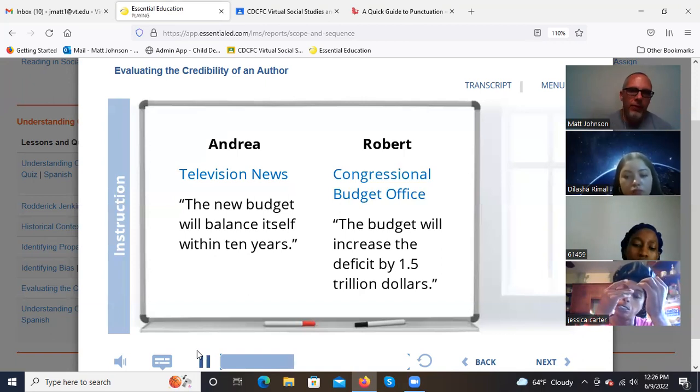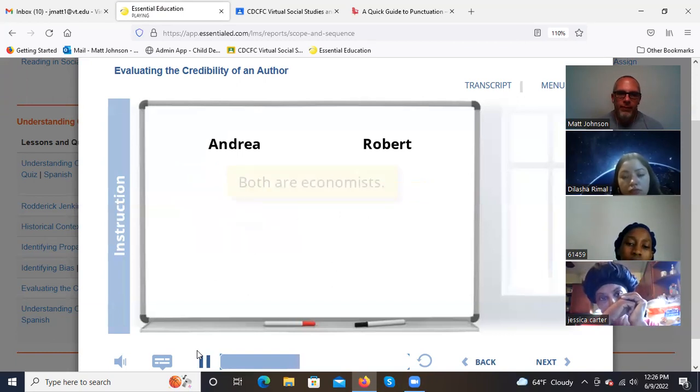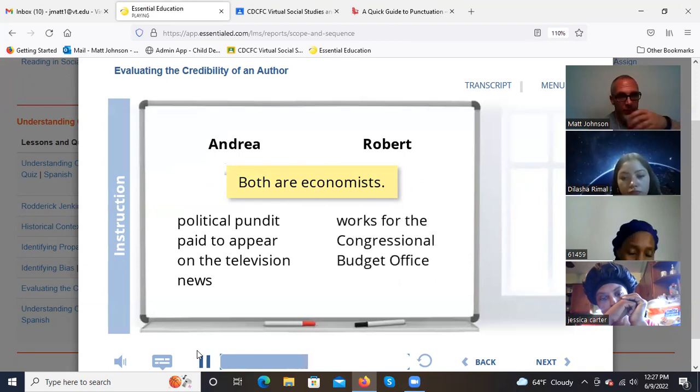Let's think about this and start to ask some questions. Now let's assume that the two authors have the same credentials. Both are economists. One economist, Andrea, is a political pundit paid to appear on the television news. The other economist, Robert, works for the Congressional Budget Office, writing up reports based on his department's research.